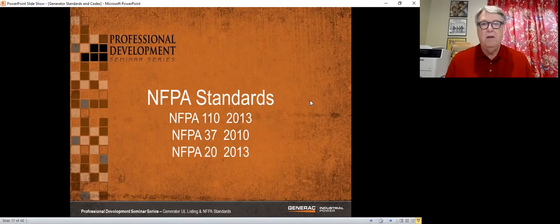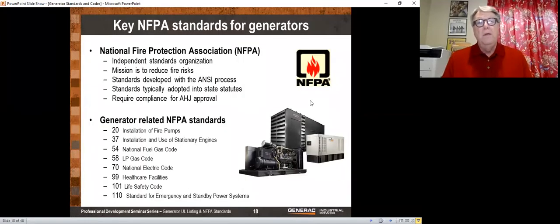Now let's get into NFPA 110 as well as some other standards. These are the standards that exist for generators. We don't have all day, and so we are not going to go through all of those standards. But NFPA has standard 20 for fire pumps, standard 37 for stationary engines, 54 for the fuel gas code, 58 for liquefied petroleum gas, 70 is your National Electrical Code, 99 is healthcare facilities, 101 is the Life Safety Code, and finally 110 is your standard for emergency and standby power systems.